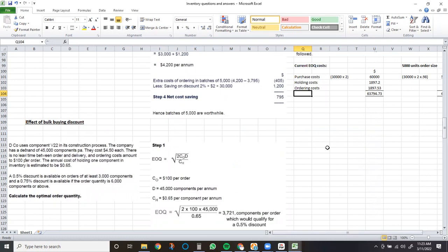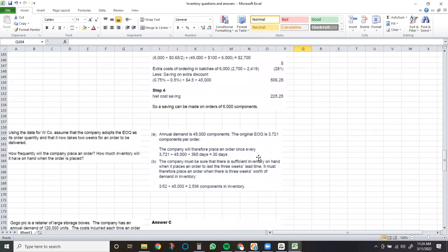Okay, so this is the effect, the bulk buying discount, which we looked at before.